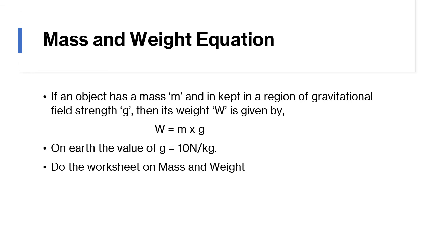Okay, so once again, before signing off, I would like to remind you that mass and weight is not the same. We have seen quite a lot of differences between them. Mass is something that always stays constant. Weight keeps changing. Weight is vector, mass is scalar. Unit of mass is kilograms, unit of weight is newtons. So now you can do the worksheet on mass and weight, and then that should be the end of this lesson.